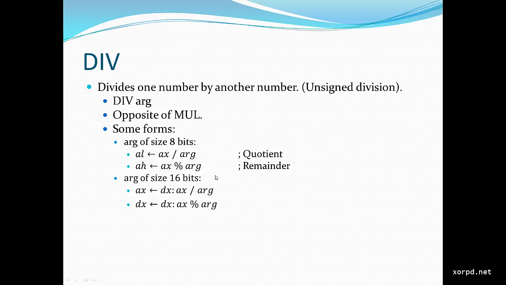And just like the first form, at the same time, dxax is divided by arg, and the remainder is found out. The remainder is stored in dx. At the same time, the result of the division is stored inside ax, and the remainder is stored inside dx. The third form is, of course, of size 32 bits. This time, we are going to divide this number, eax, by arg. The quotient is going to be stored inside eax, and as usual, the remainder is going to be stored inside edx.